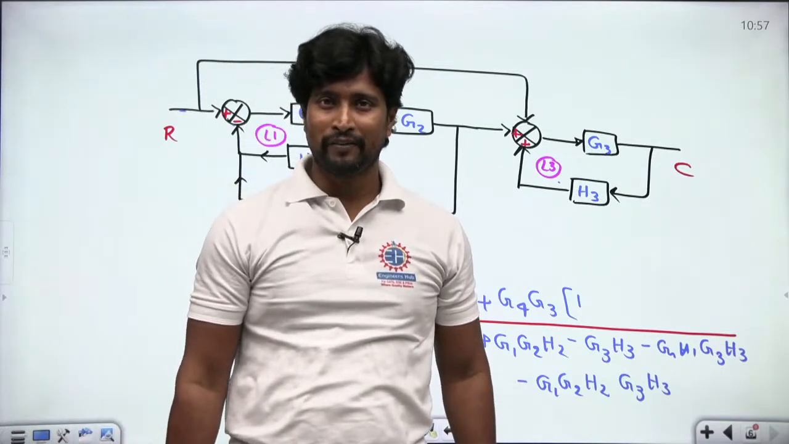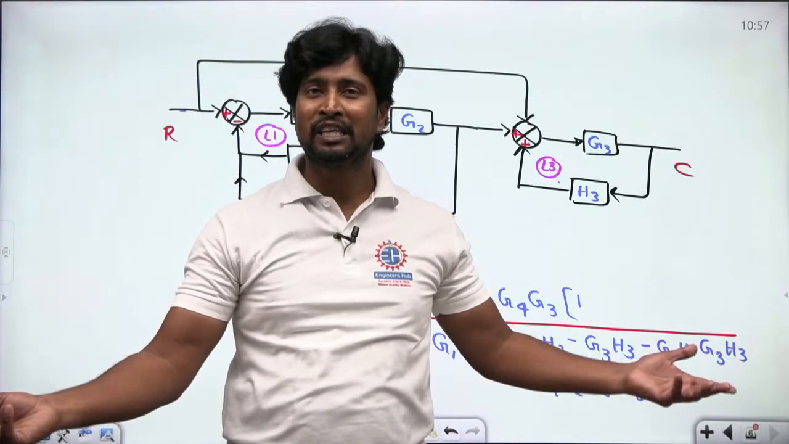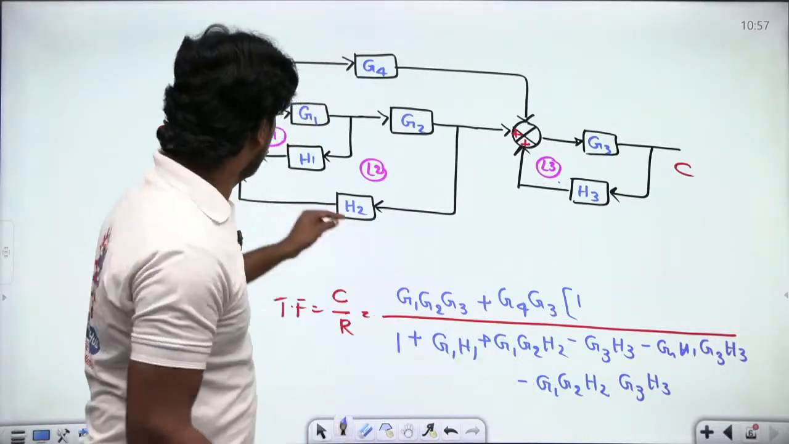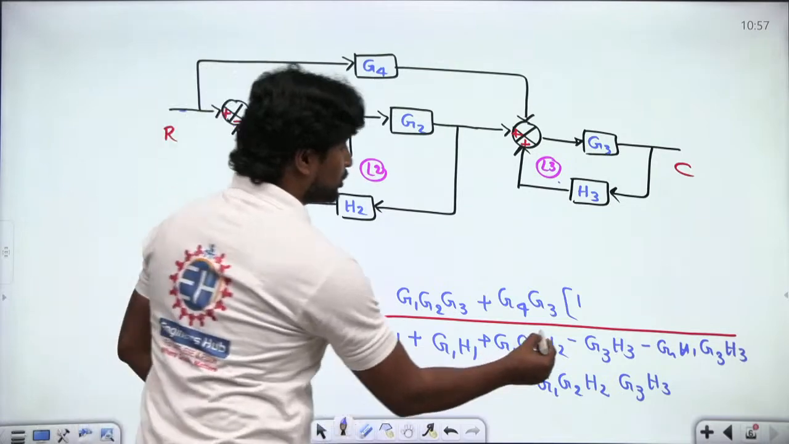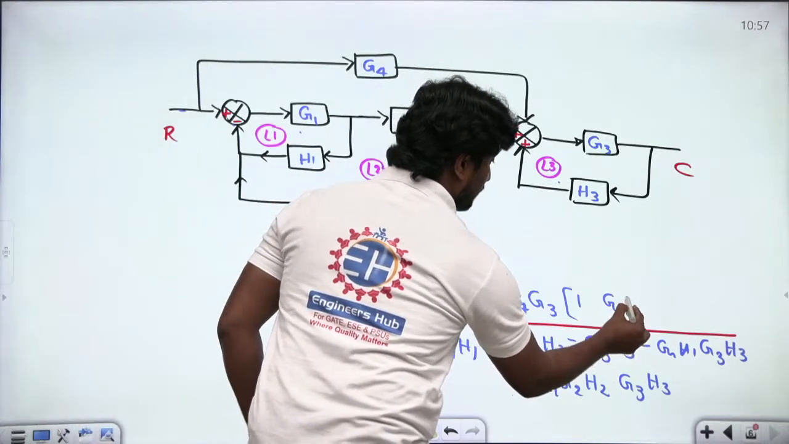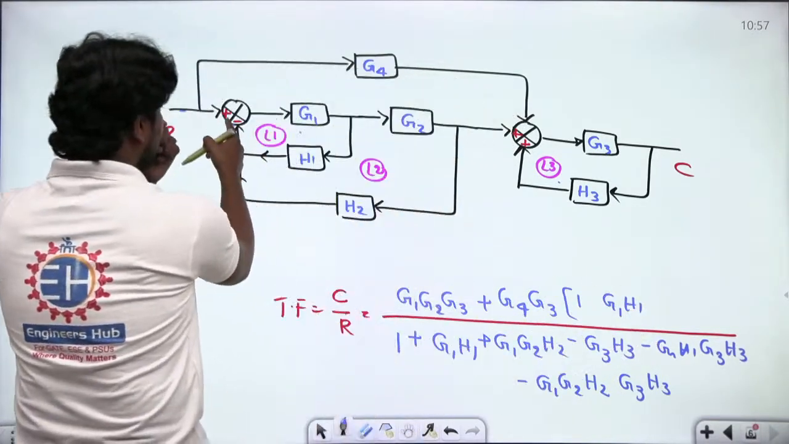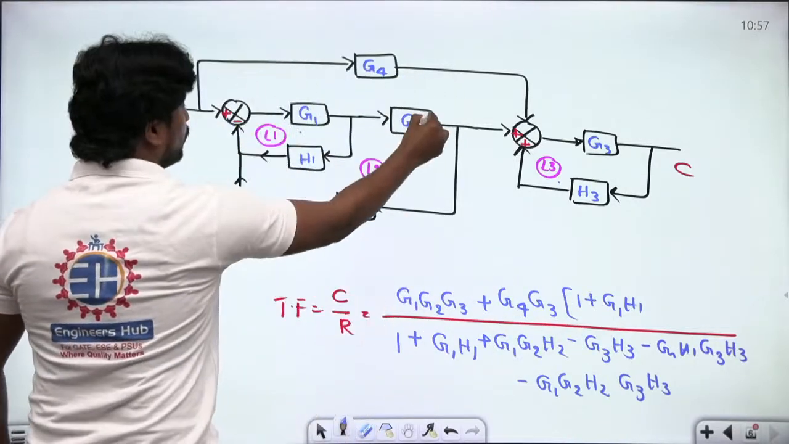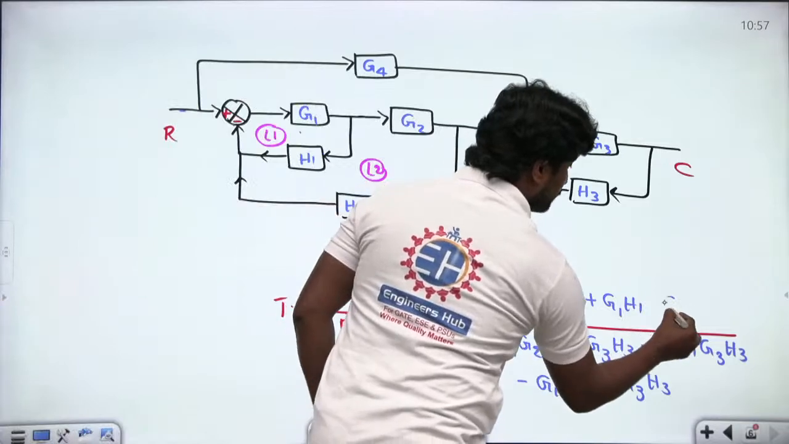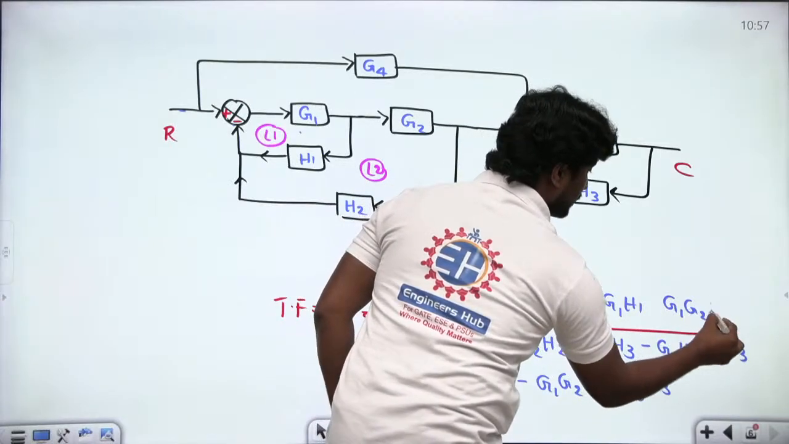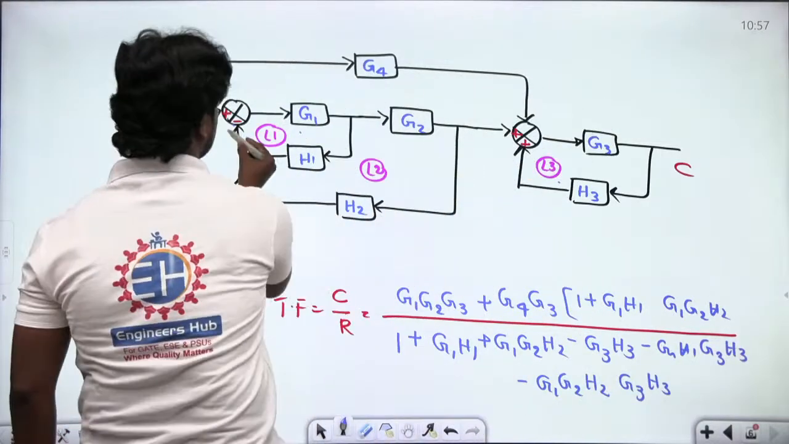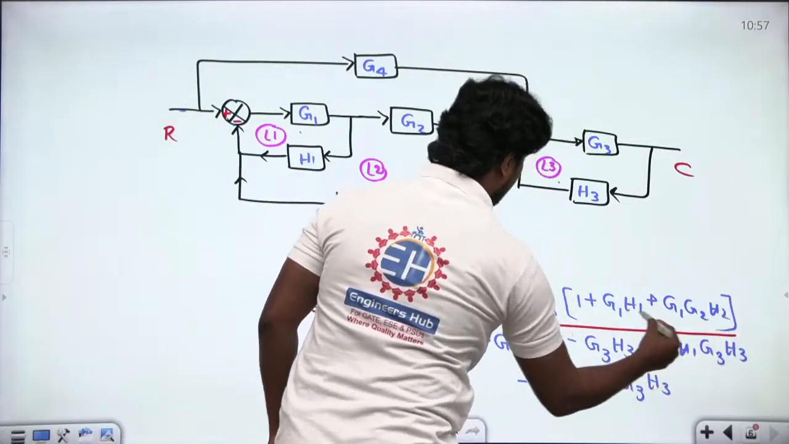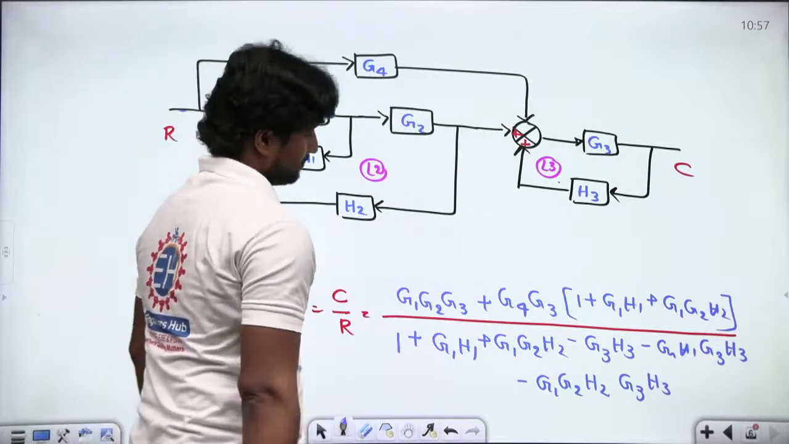That extra term also started with 1. Now tell me which one is the missing loop. That means which one is the non-touching loop towards that forward path? So loop 1 is non-touching: G1, H1. It contains negative feedback, and here negative means a plus. And loop 2 is G1, G2, H2, which also contains negative feedback. That means plus. Done. Done, answer.